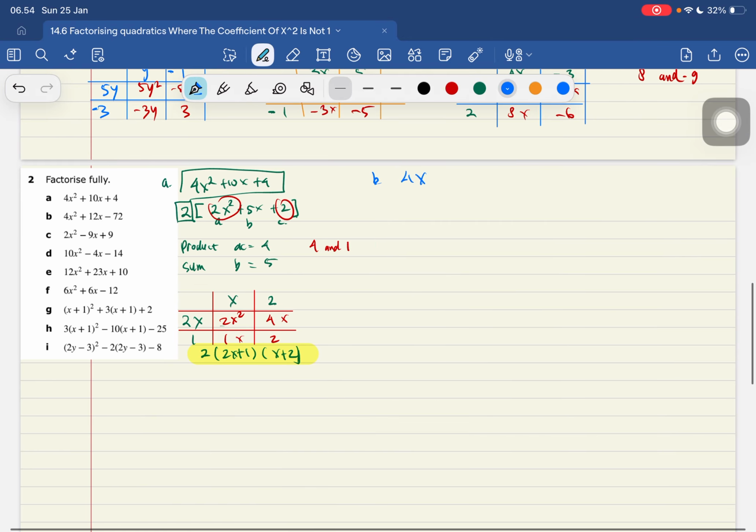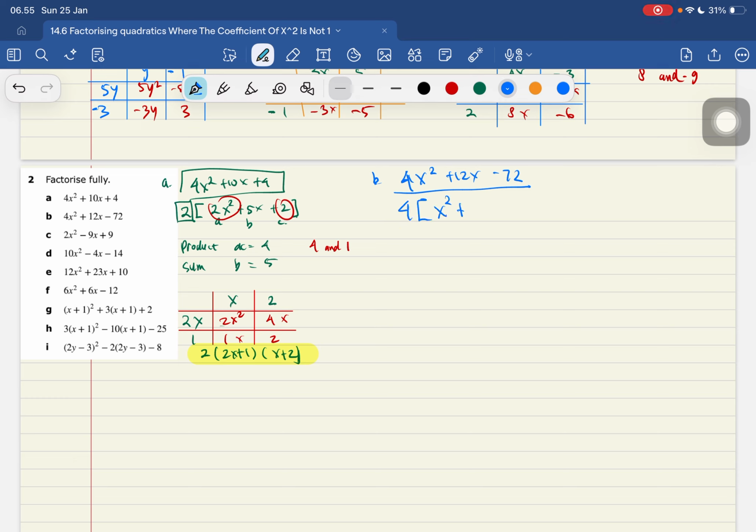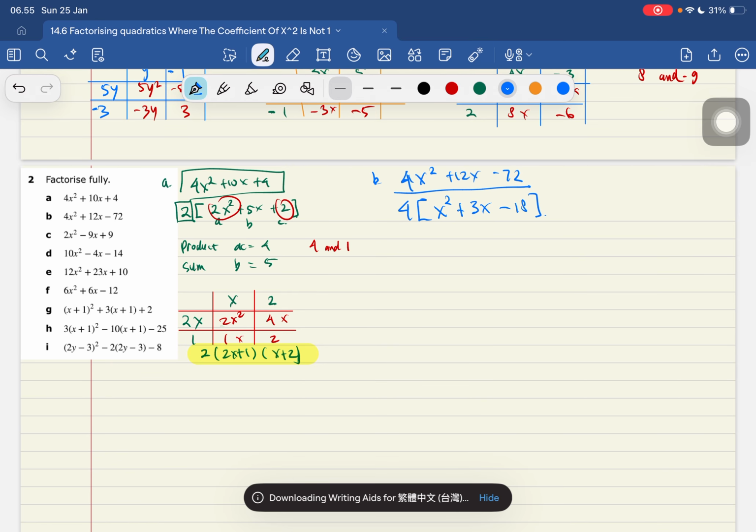We got 4x squared plus 12x minus 72. Okay, we can find the highest common factor of this equation. So we got 4 here. So you got x squared plus 12 divided by 4 is 3, so this is 3x. And here is minus 72 divided by 4. So you got 18. Okay, we can just factorize inside here.